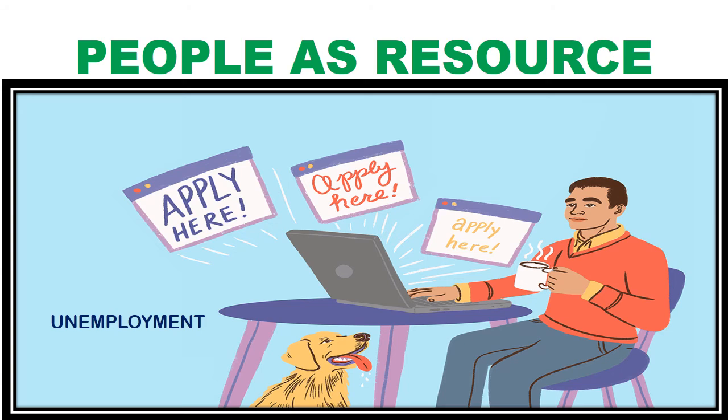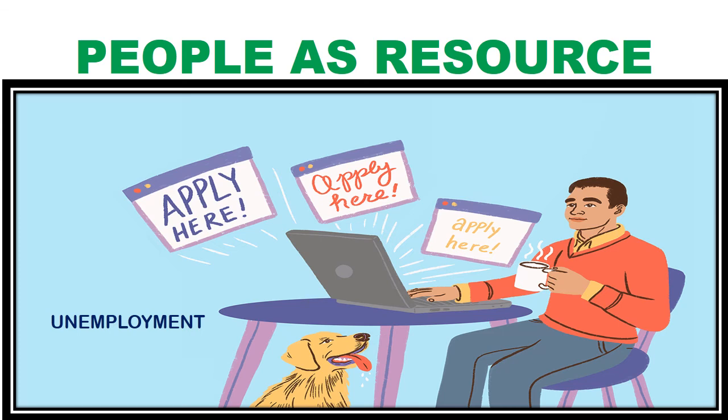Unemployment. Unemployment exists when people who are willing to work at the going wages cannot find jobs. The workforce includes all the people from the age of 15 years to 59 years. Children and elderly people are not included, as they will not be considered as unemployed.